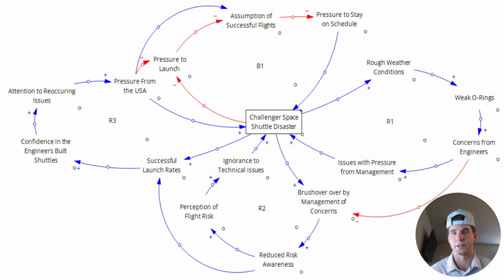As we go to R1, we go to the rough weather conditions. Leading up to this, there were rough weather conditions, and the engineers were saying they probably shouldn't fly at this time, maybe push it back a little bit or even go earlier. But they decided to go with this.